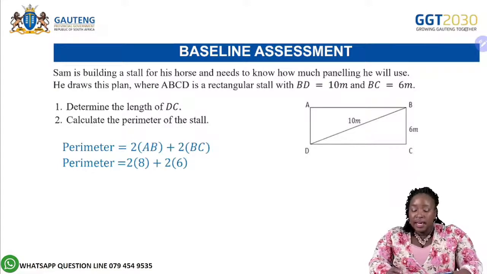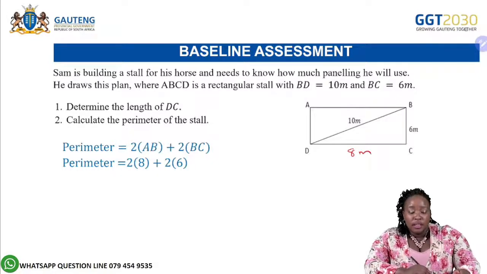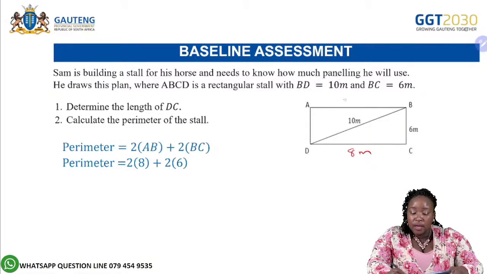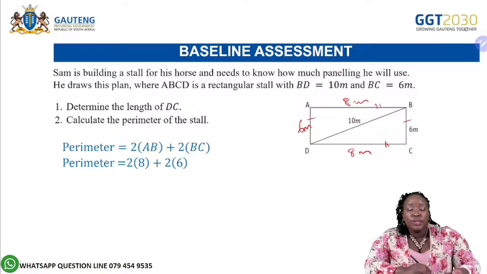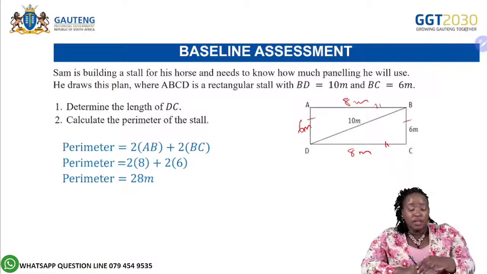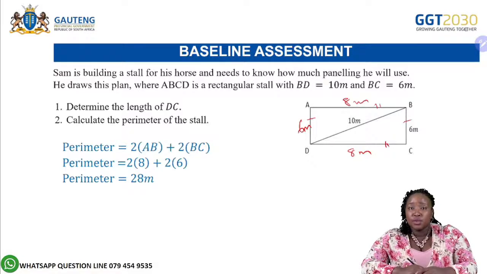Where did we get this 8? It's the one we calculated earlier when we needed to use Pythagoras for DC, okay? Don't forget that you could have chosen any of the sides, right? Because these two are equal and AB is equal to DC there. 2 times 8 is 16 plus 2 times 6 is 12. We add those two, we get 28.